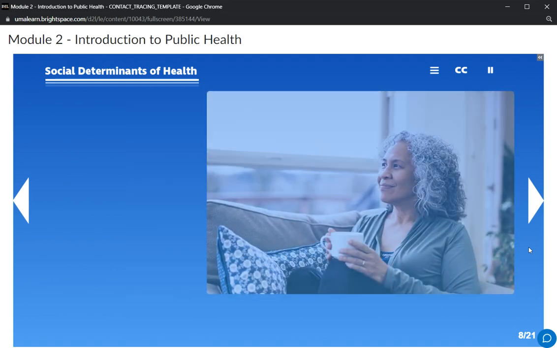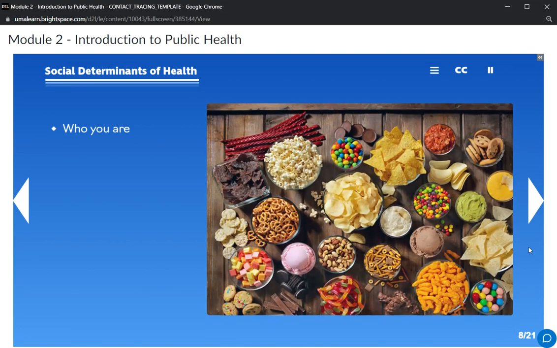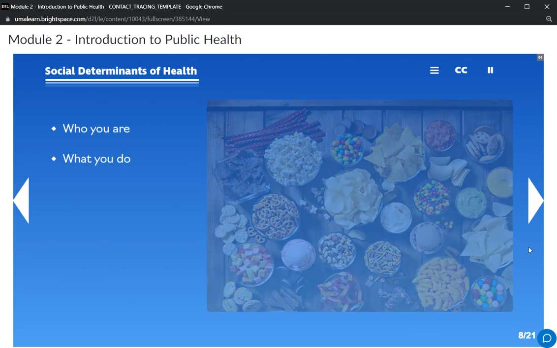These factors include who you are. This is tied to an individual's age, gender, or genetic makeup. Family history plays a major role in health outcomes. What you do. This is described as one's lifestyle or health behaviors. Activities like smoking, alcohol use, eating habits, and level of physical activity can be used as indicators of health status.